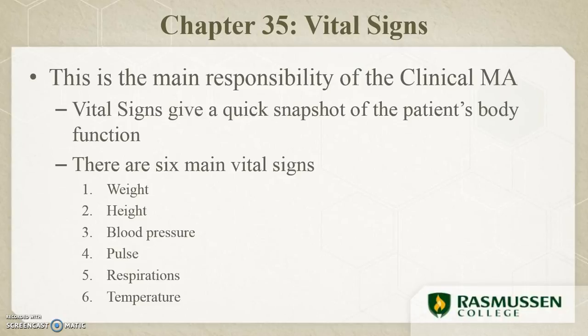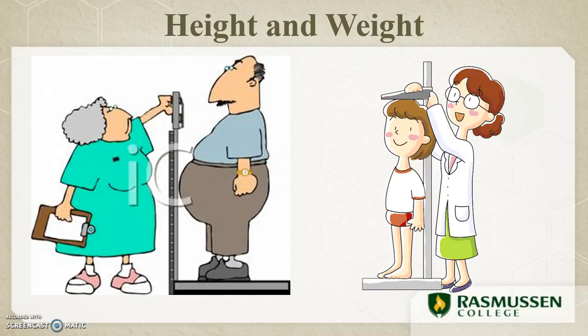But vital signs are really the full responsibility of the medical assistant. They're essentially a quick snapshot for the provider to know how that patient's body is functioning. Now, as medical assistants, you're responsible for 6 different vital signs at every visit. Those 6 are height, weight, temperature, pulse, respirations, and blood pressure. So let's go ahead and take a look at each one of those and break them down so that way you have a better understanding.